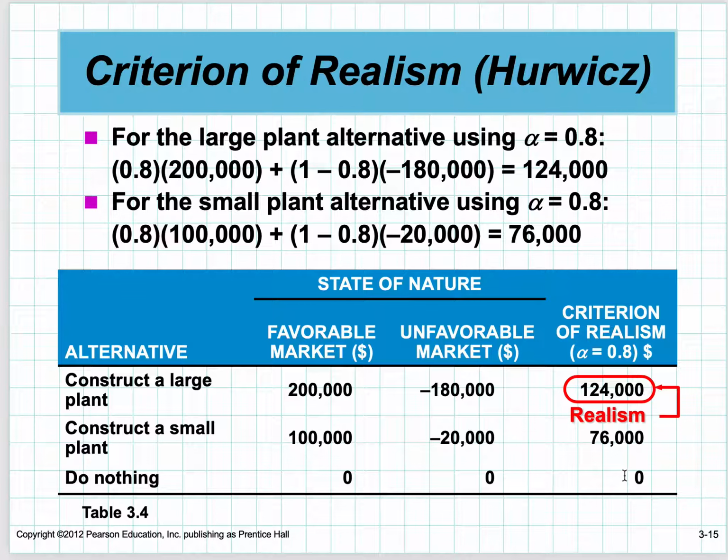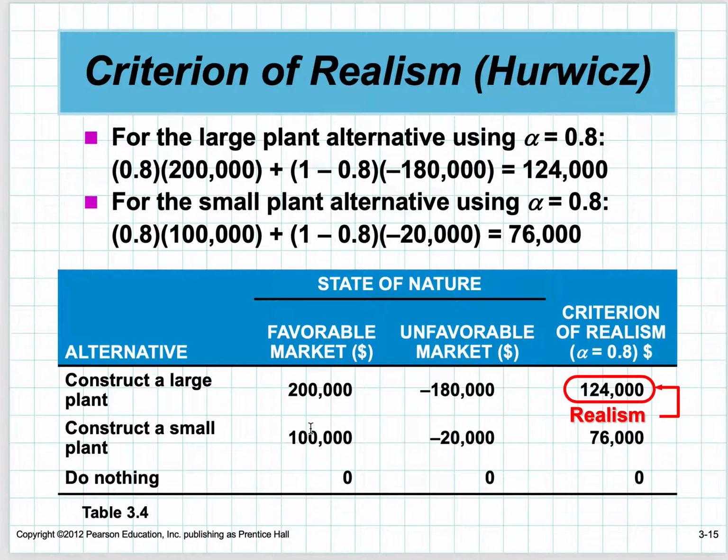So if I'm using an alpha of 0.8, that's 80%. 1 minus that is 20%. In each row, like in the first row, I'm going to multiply 200,000 by 0.8 or 80%. I'm going to add to that 0.20 or 20% times minus 180. When I do that math, I get 124.